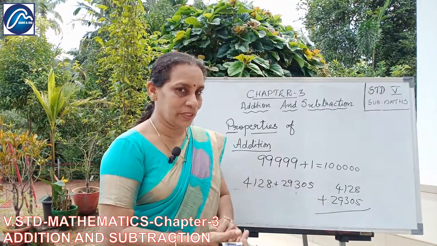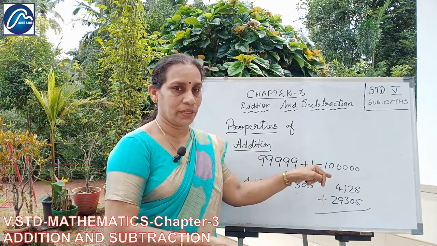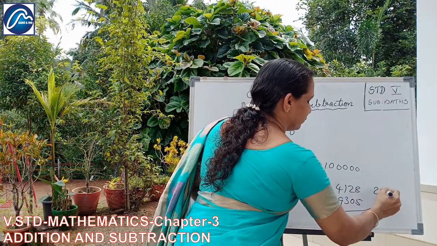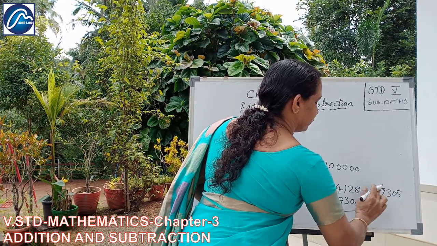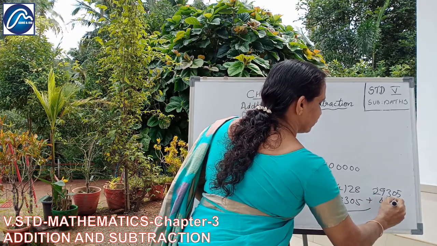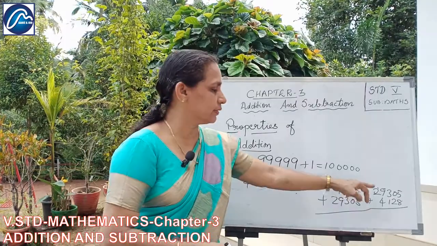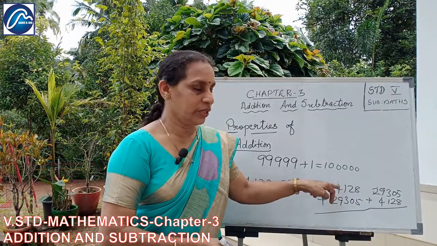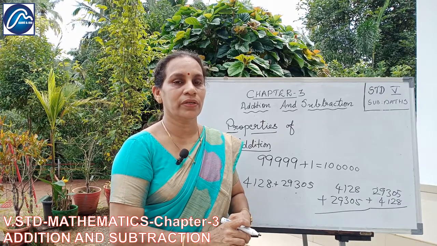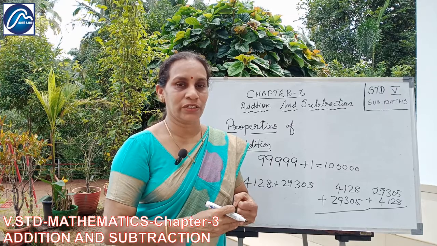What we usually do, we usually write the bigger number at the top. Then you can write like this. Okay, you can write like this. That means when you are writing in any order, you will get the same number. You can write in any order. So these are the 3 properties of addition.